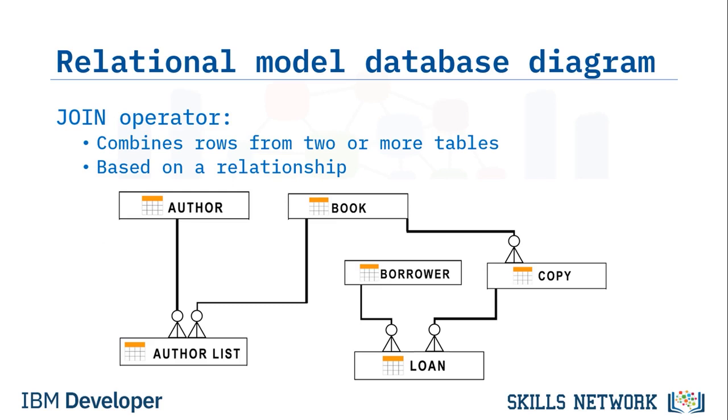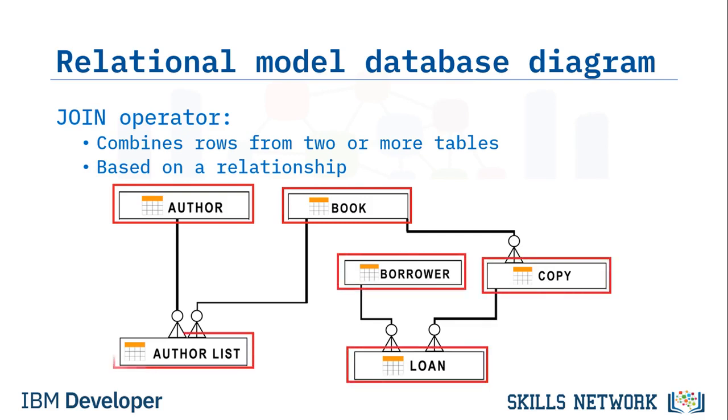In this simplified library database example, author and book are entities. This entity relationship diagram represents the relational data model for the author and book entity, as well as other entities such as borrower, loan, copy, and author list. The information is split into different tables.